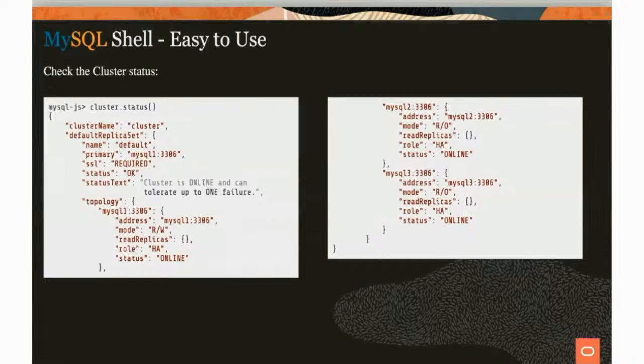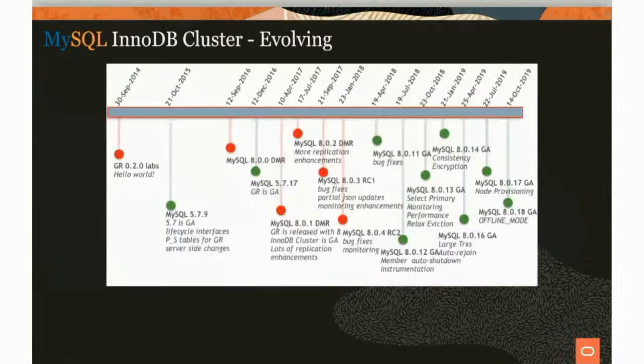We can then check, and all the examples I'm using are in JavaScript mode, but you can do the same in Python mode. We can check the cluster status with cluster.status(), and we'll see we have the cluster here. The primary is MySQL 1 right now. MySQL 1 is in read-write, and MySQL 2 and 3 are in read-only at this moment. So this is MySQL InnoDB Cluster, very easy to use.